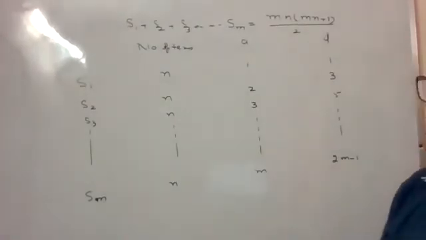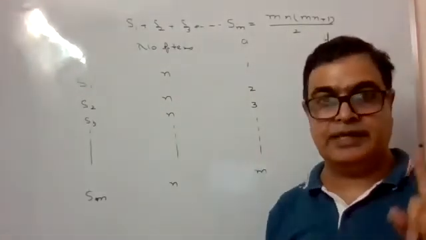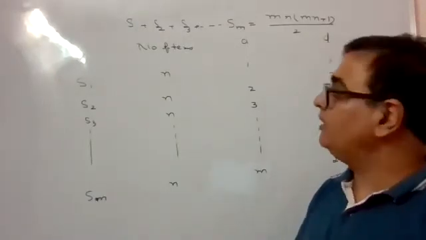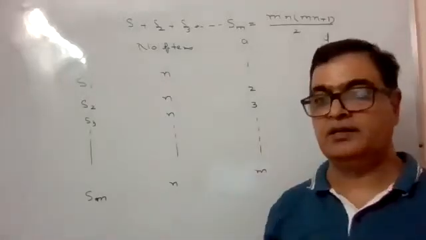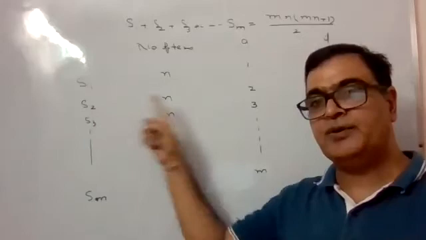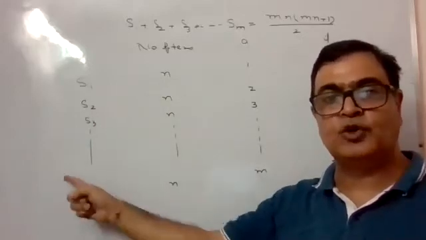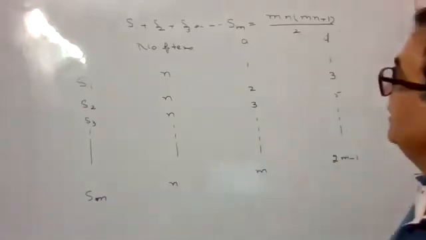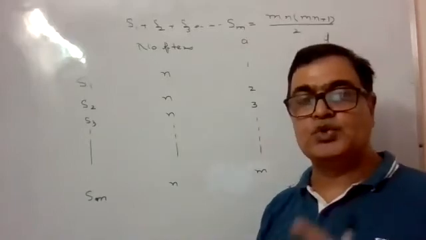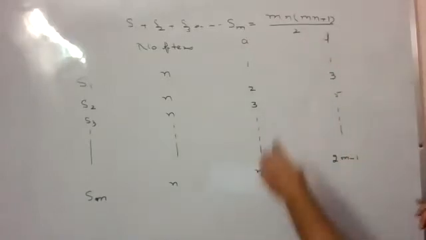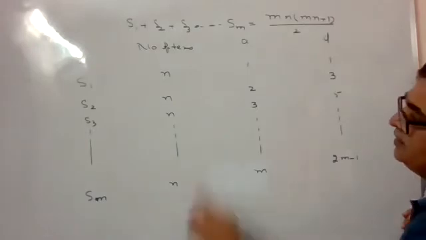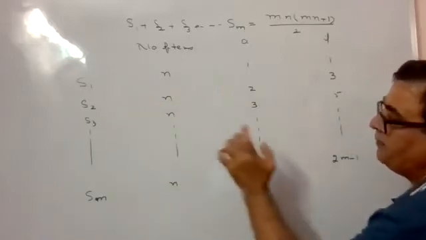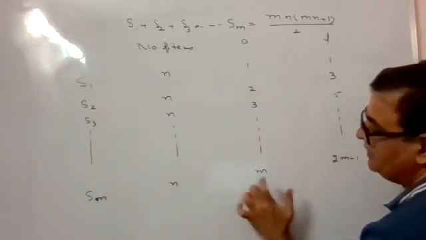What the question says is there are m APs, not one, m APs are there. Each AP has how many terms? The number of terms in each AP will be n. First AP will have n terms, second AP will have n terms, third AP will have n terms, fourth AP will have n terms, mth AP will also have n terms. And their first terms are 1, 2, 3 till m. First term of first AP is 1, second AP first term is 2, third AP the first term is 3, mth AP the first term is m.